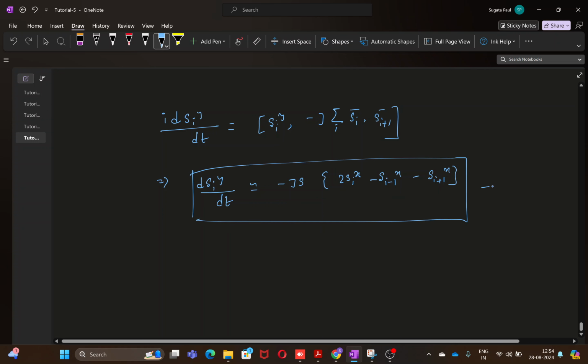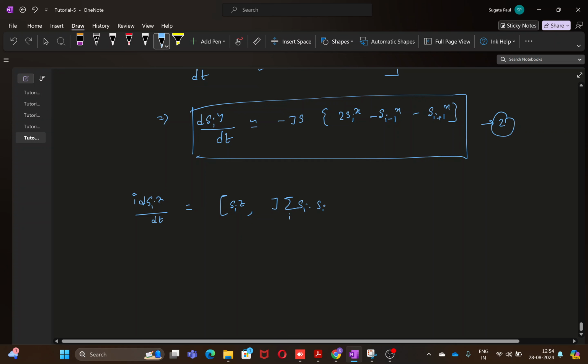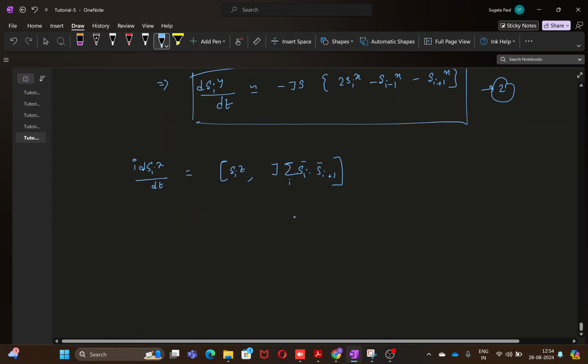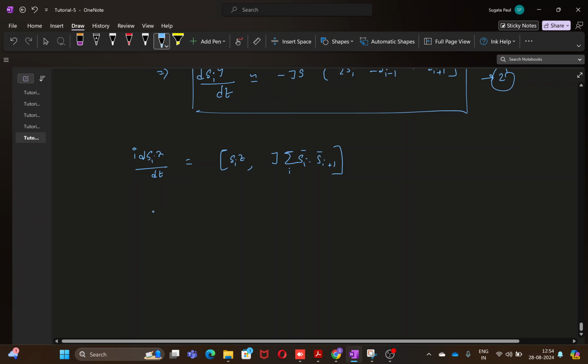And a similar thing you can continue for the z component also, d si z dt equal to si z comma j sum over i si plus 1 vector. If you take the commutator bracket, solve it term by term, and finally put the si z value nearly equal to s, you will get an almost 0 value. So this will be nearly equal to 0 because all the terms will be cancelled out. So you will have d si z by dt to be 0. So this is your equation number 3.